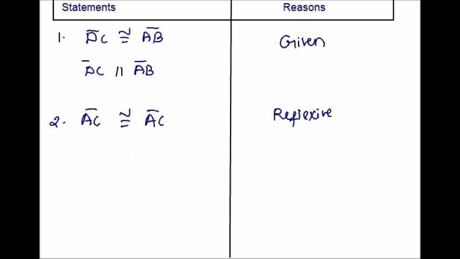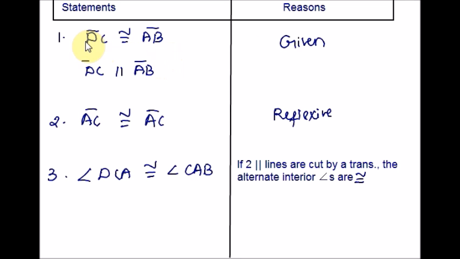We know that if two parallel lines are cut by a transversal, the alternate interior angles are congruent. So what are the alternate interior angles here? Angle DCA and CAB. So angle DCA is congruent to CAB. So far we got one side, the other side and one angle congruent. So by side angle side property. What is side angle side property? If two sides and the included angle of one triangle are congruent to the corresponding parts of the other triangle, then we can say that both the triangles are congruent.